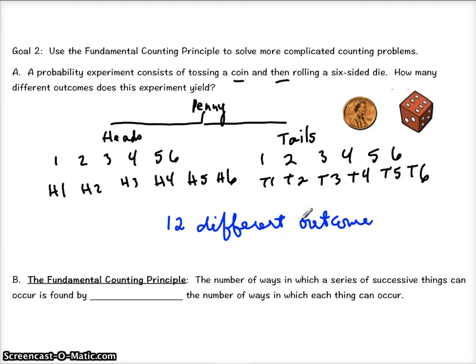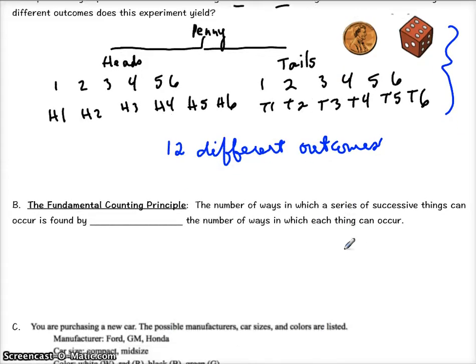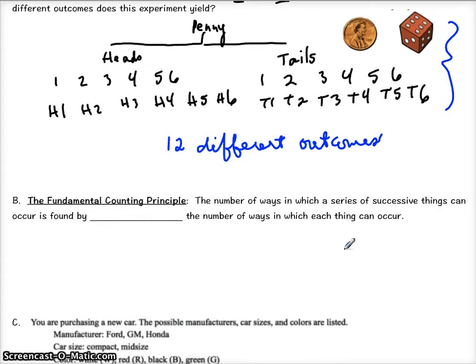Now, making a tree diagram can be a lengthy way to find the number of outcomes. So let's see what the fundamental counting principle tells us. The fundamental counting principle is the number of ways in which a series of successive things can occur, and that is found by multiplying the number of ways each thing can occur.